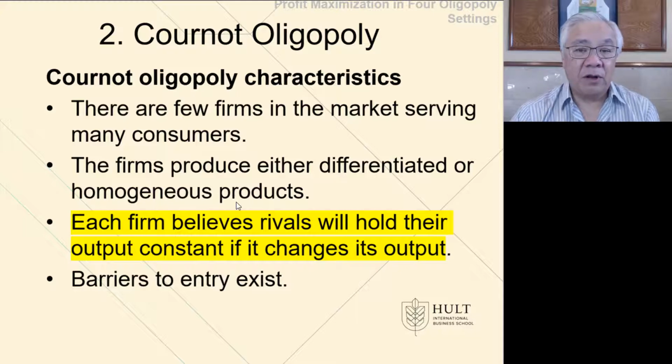The second type of oligopoly is a Cournot, and the characteristics are slightly different. First, there are a few firms in the market. That's an oligopoly. Next, the firms produce either a differentiated or a homogeneous product. Third, the firm behaves as if the rivals will hold their output constant if it changes its output. And finally, barriers to entry do exist.